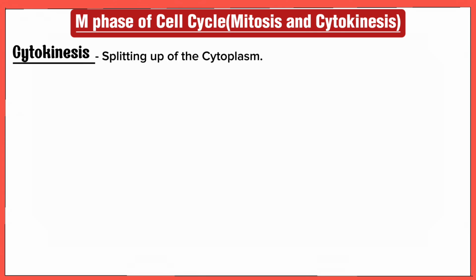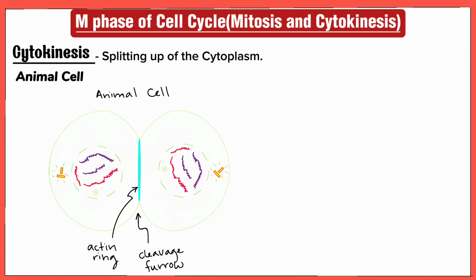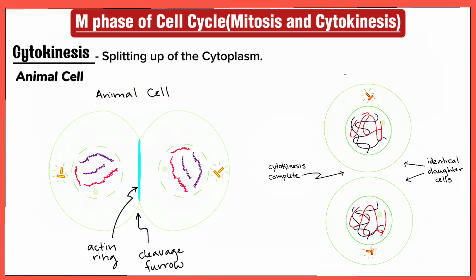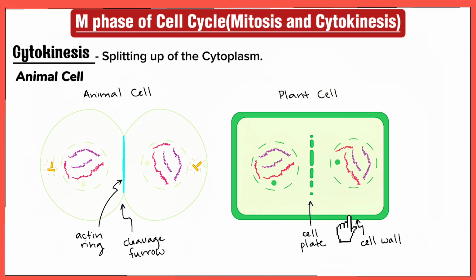Then next, which is the final step of the M phase, is cytokinesis, which is the splitting up of the cytoplasm. Now in animal cells, cytokinesis occurs through the inward movement of the cell membrane. This process progressively pinches the cytoplasm until two identical daughter cells are formed, while in the plant cell, it can't pinch the cytoplasm because of the rigid cell wall surrounding the cell membrane.